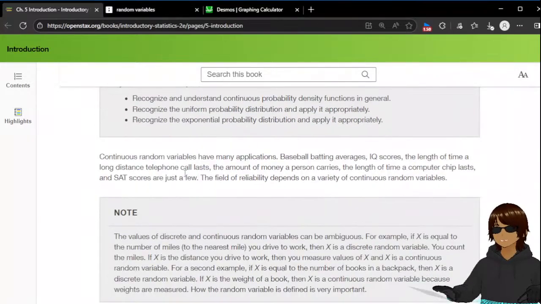Continuous random variables have many applications. Baseball batting averages, IQ scores, the length of time a long distance telephone call lasts, the amount of money. Okay.